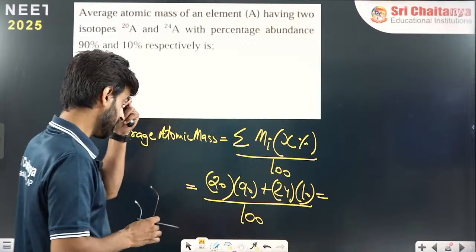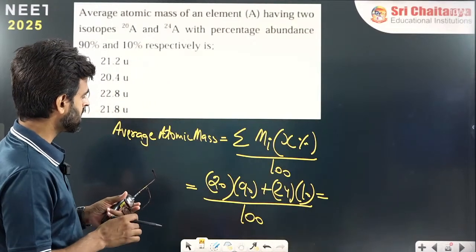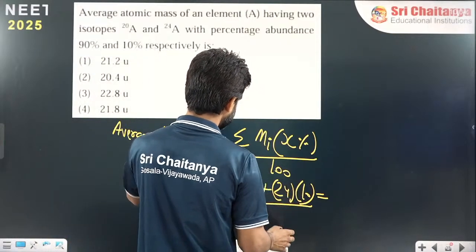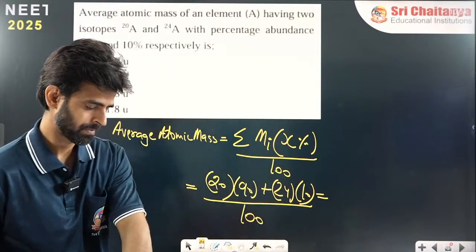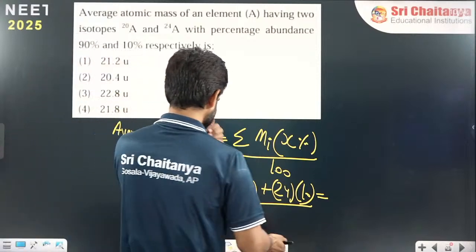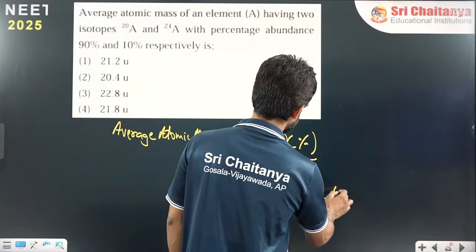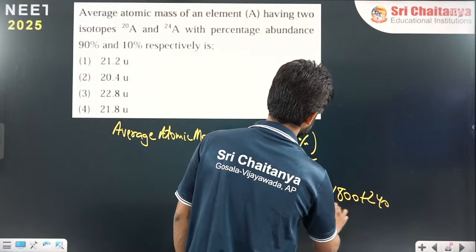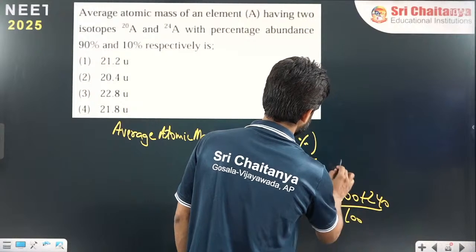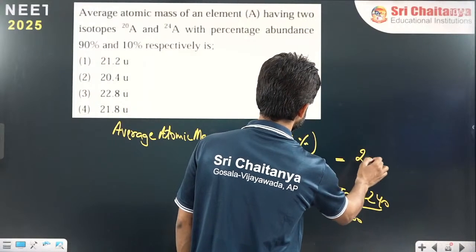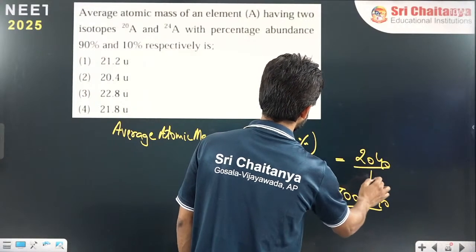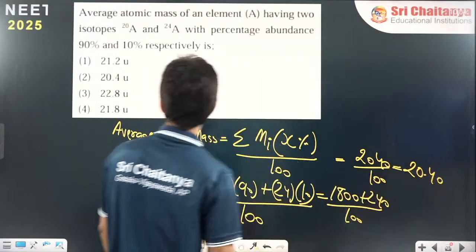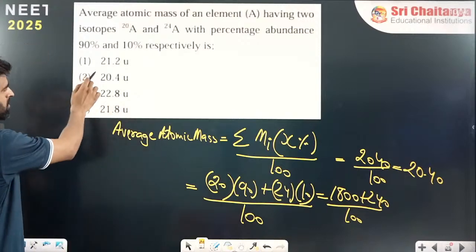90 times 20 is 1800, plus 240, right? So what's coming finally? From here, 1800 plus 240 divided by 100. Means from here you can say 2040 divided by 100, so that's 20.40, or you can say 20.4.